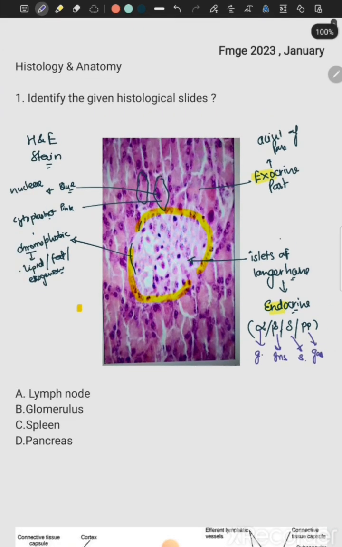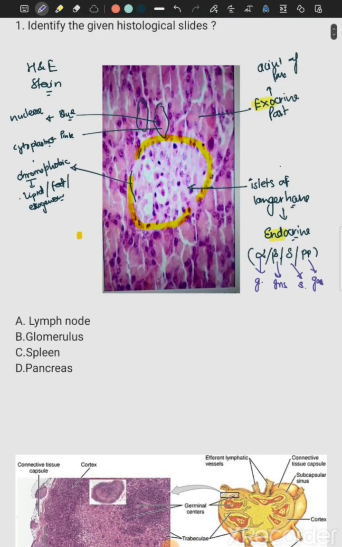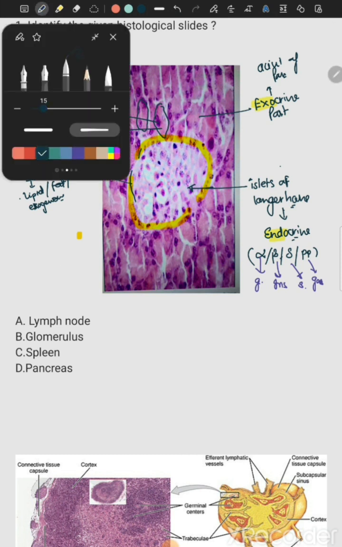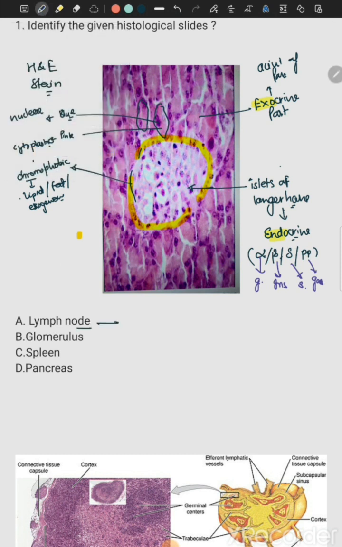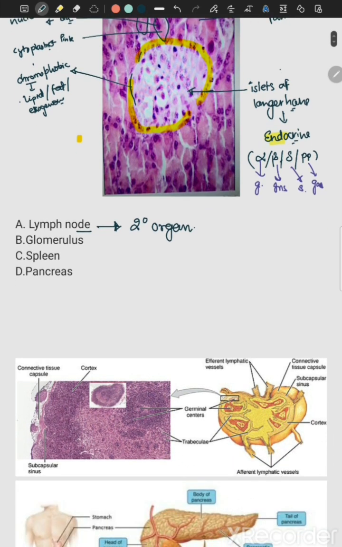Okay, so to be clear with this image, you know that it is the pancreas. Now to go one step deeper, let's look at how the other options look. The first option here is a lymph node. What is a lymph node? A lymph node is a secondary lymphoid organ. To be very clear from the beginning, lymph nodes are secondary lymphoid organs.